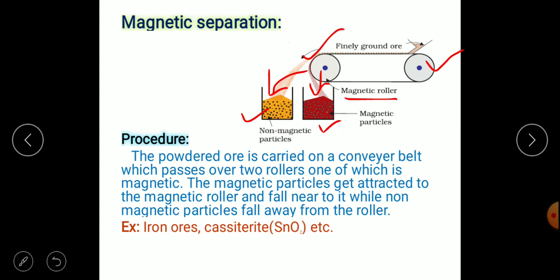As the ore particles are passed through this conveyor belt, the conveyor belt starts moving because it contains two rollers. It is going to start moving like this.